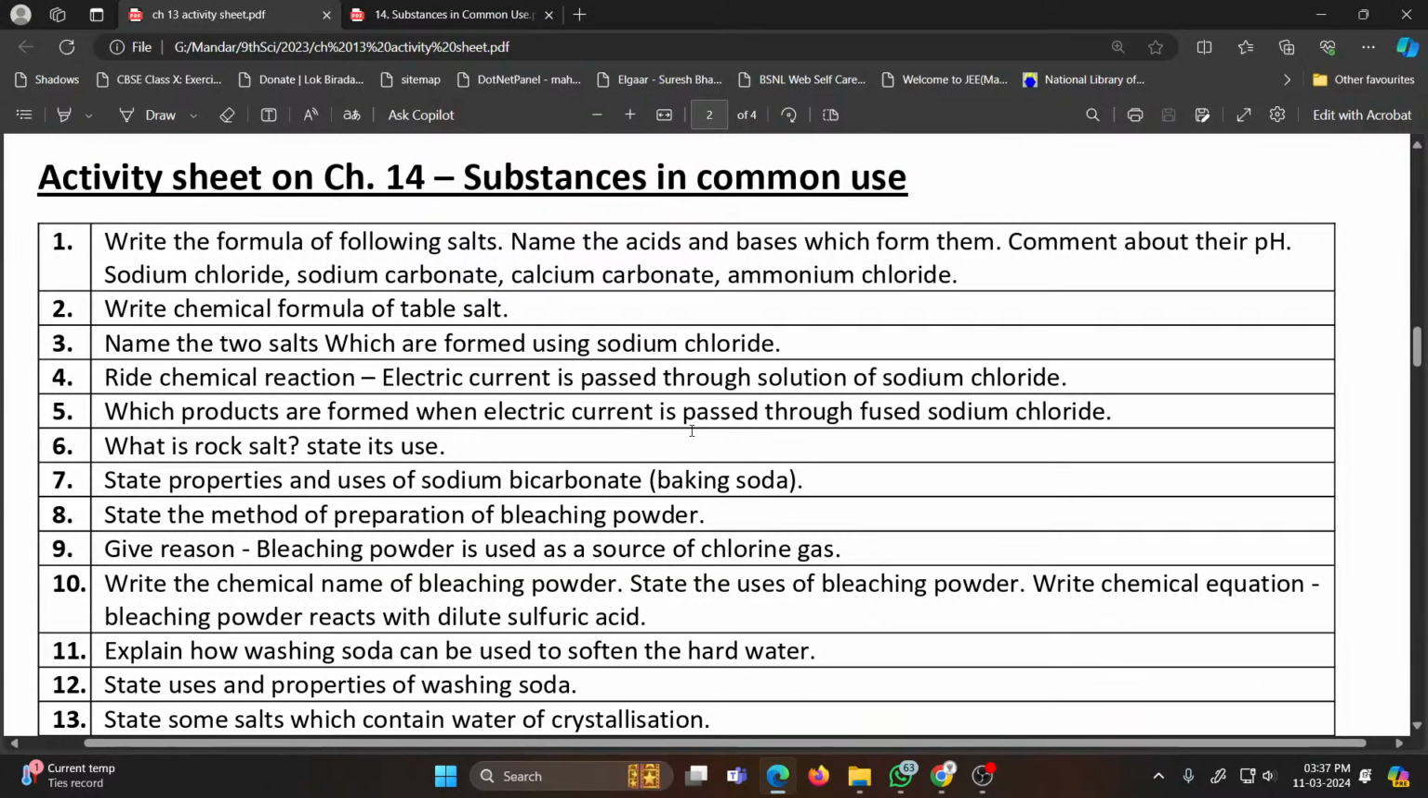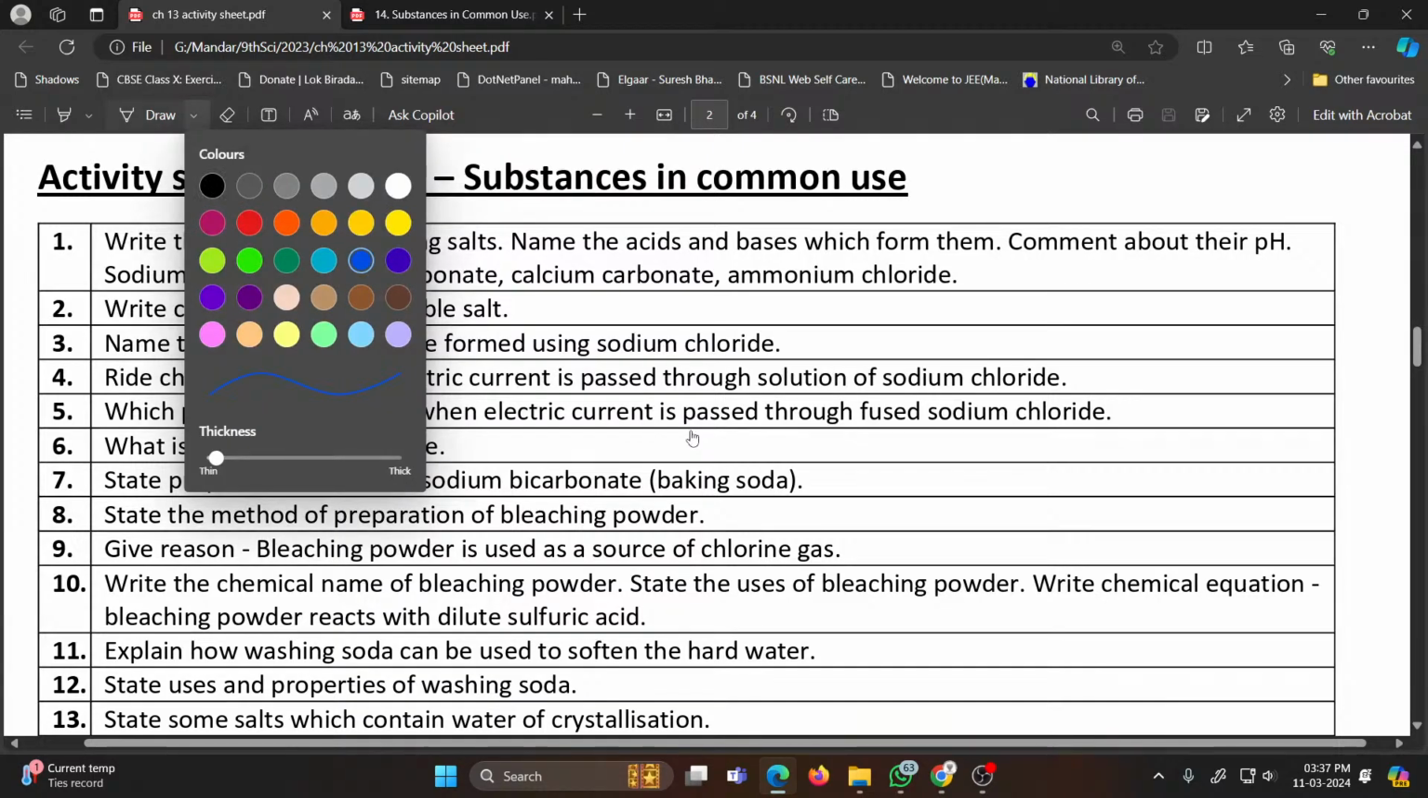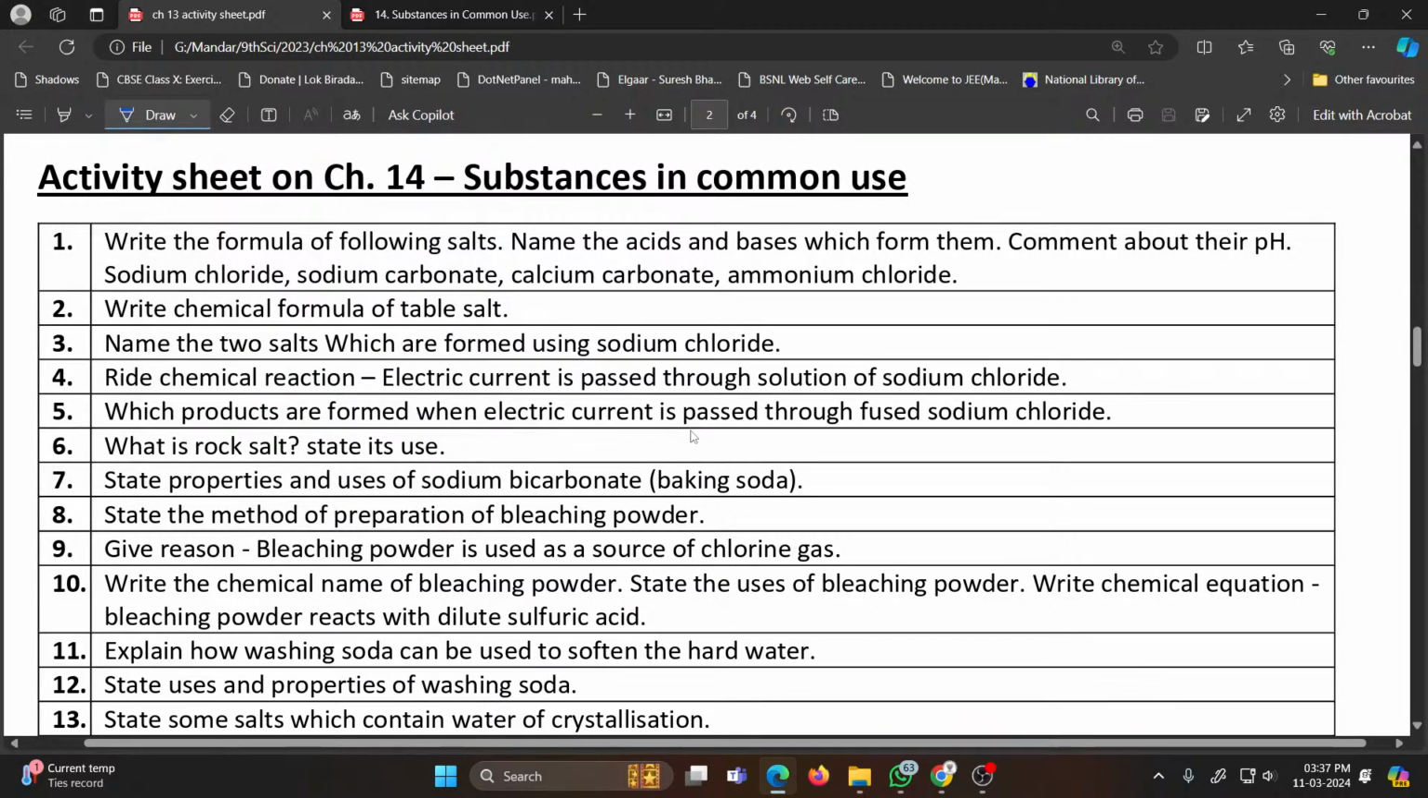Activity sheet chapter number 14, substances in common use. First question, write the names of the following salts, the formulas of the following salts, and name the acids and bases from which the salts are derived. Then comment about their pH.